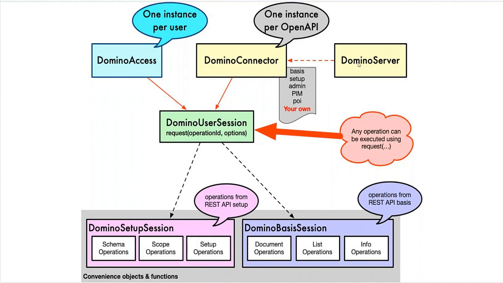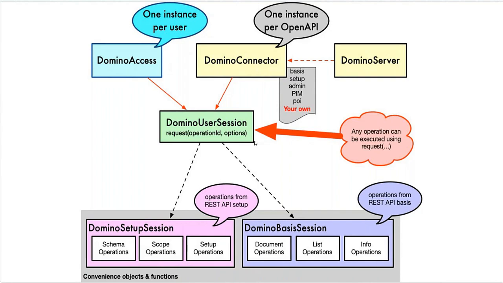The third part is the Domino server, which is just the Drapi server which the API will go to. And the last thing is really where the magic happens. As you can see here, the Domino user session has the request method. All of the built-in methods inside the SDK will just then call this Domino user session request method. So yeah, that is it.